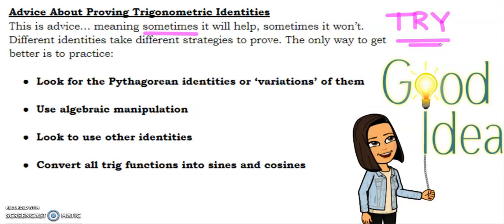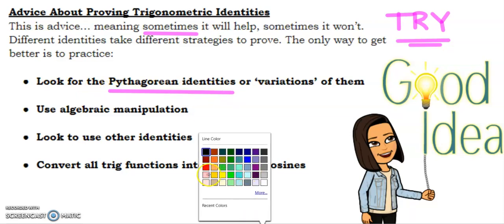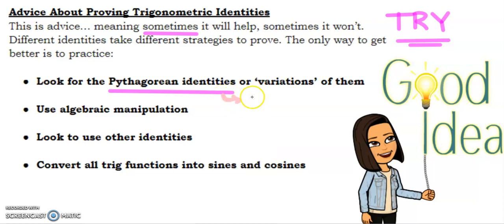So the first thing is look for Pythagorean identities. So if you see anything that's squared, that might be a hint that, hey, I might want to use a Pythagorean identity, cosine squared, sine squared, that sort of thing.